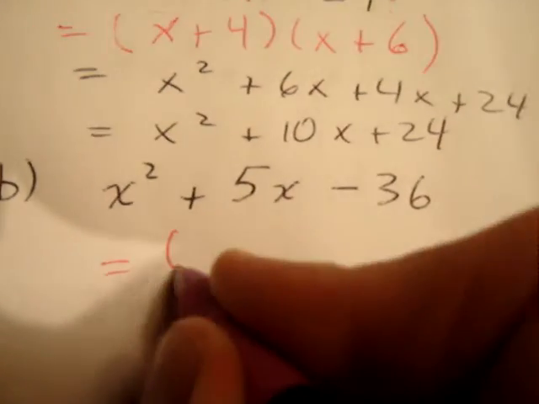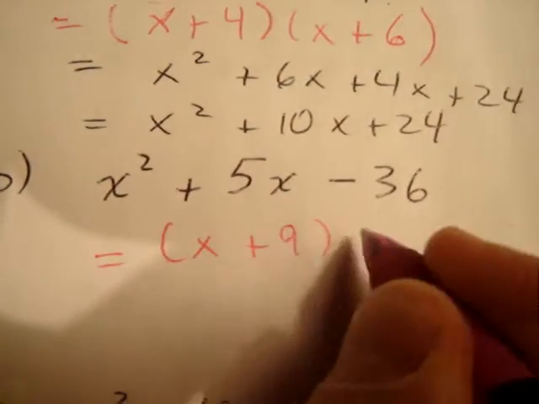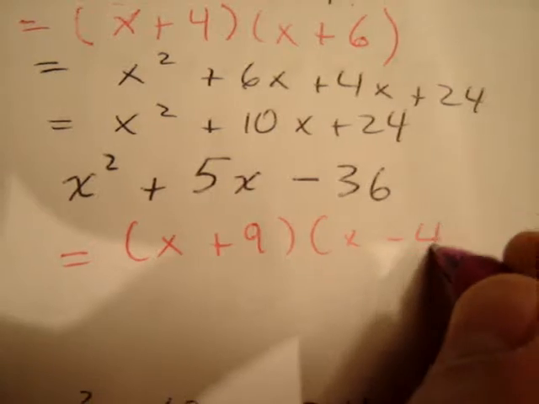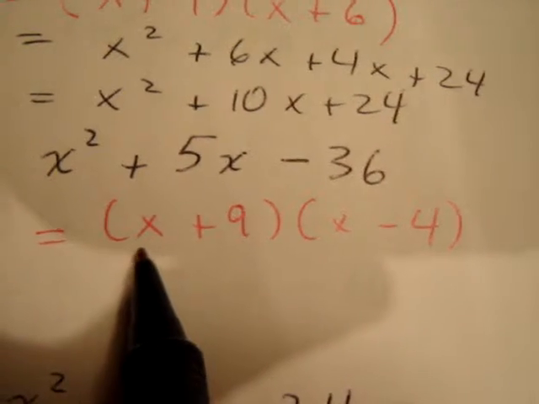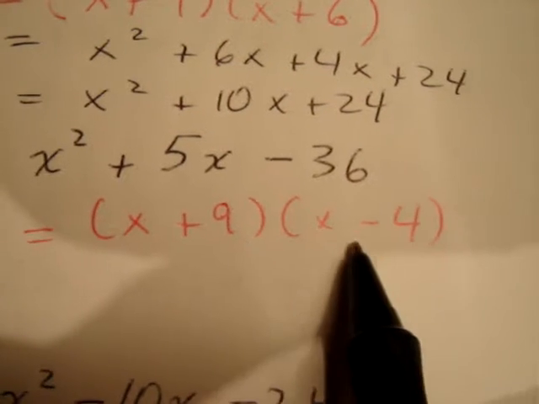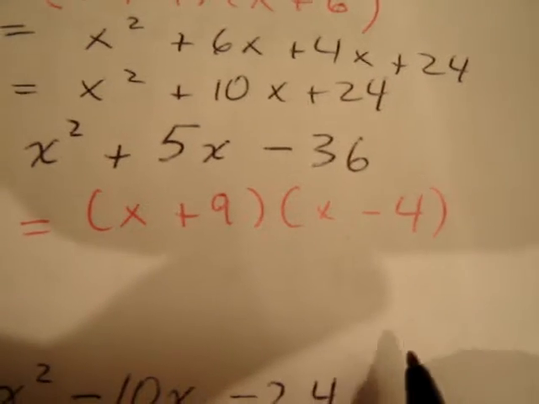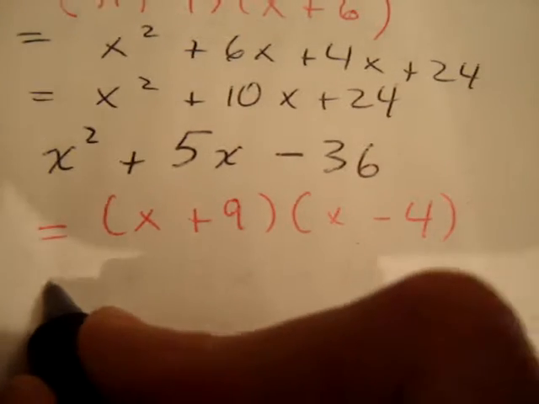So we write x plus 9 times x minus 4. Now a question that I sometimes get from students is, does it matter what order I put them in? Can I make the first binomial x minus 4 and the second one x plus 9? The answer is yes, you can.